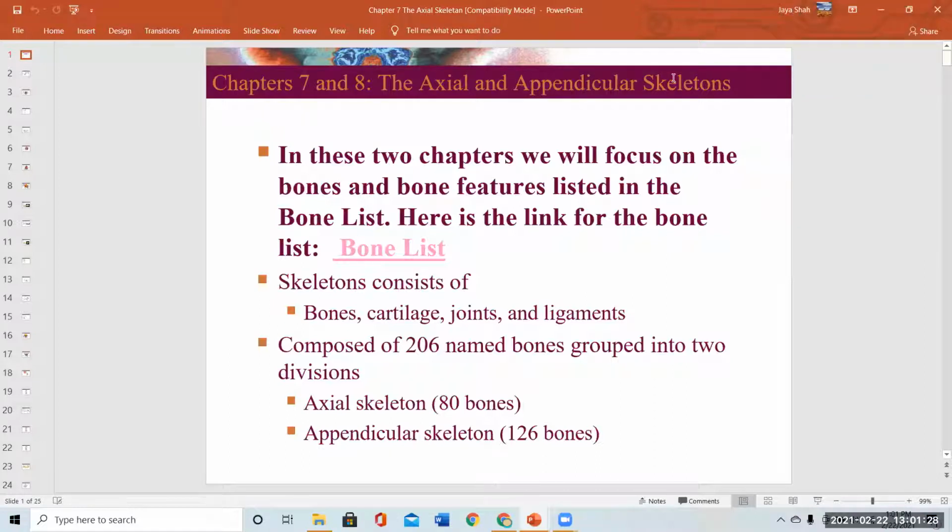Is the bone list in the PowerPoint in Canvas? Yes, I have linked the list in the PowerPoint and in the lecture too. I will list it there and I will separately upload it too. It is in your study guide, in the PowerPoint, and in your lab video. Everywhere I have embedded them.